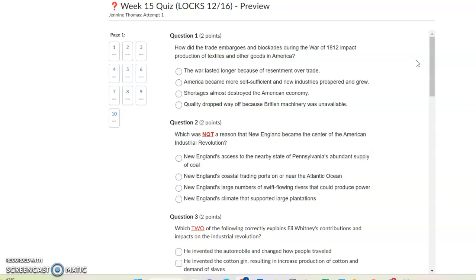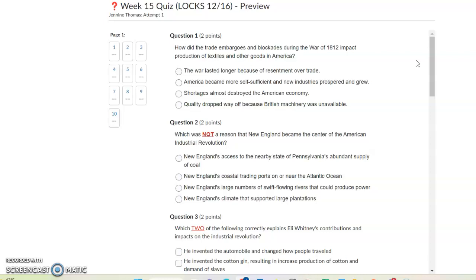Question 1. How did the trade embargoes and blockades during the War of 1812 impact production of textiles and other goods in America? A. The war lasted longer because of resentment over trade. B. America became more self-sufficient and new industries prospered and grew. C. Shortages almost destroyed the American economy. Or D. Quality dropped way off because British machinery was unavailable.